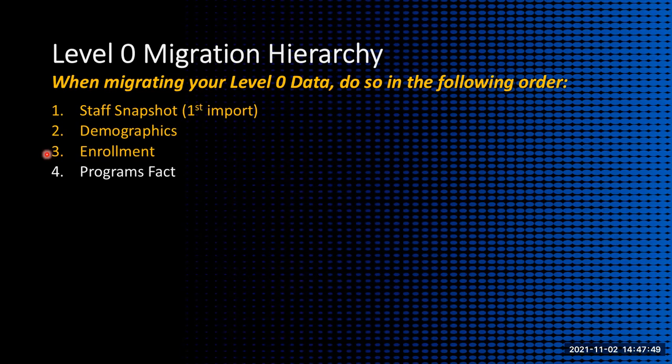Coming in at number 4 is programs fact. It practically belongs with the foundation group, but for the most part, no other domains have dependencies on it. Typically, programs fact would be migrated next and with the same frequency as demographics and enrollment due to the variety of data that it contains and the frequency with which this data changes.